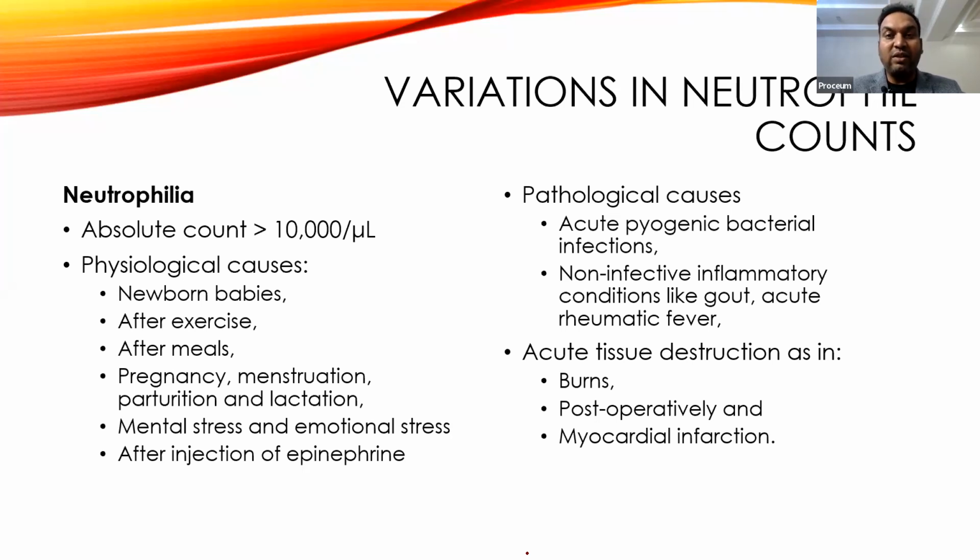Pathological causes: acute pathogenic infection will increase the neutrophil count. And whenever there are other causes which are not infective but increase inflammation in the body, like gout or acute rheumatic fever or sometimes various arthritis, there is an increase in WBC count. Apart from that, sorry, increase in neutrophil count. Whenever there is increased tissue destruction also, there is increased neutrophil count, for example burns, road traffic accidents, post-operative cases, and infection cases. Example: myocardial infarction or GI infection. In those cases also there is increased neutrophil count.